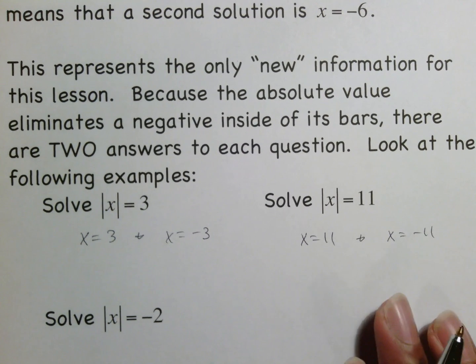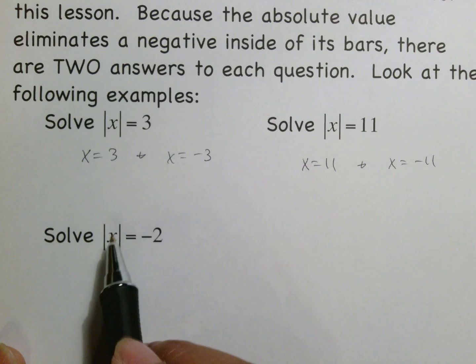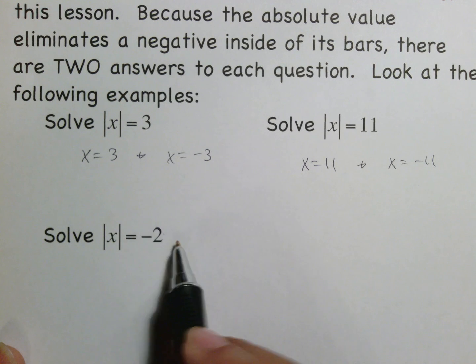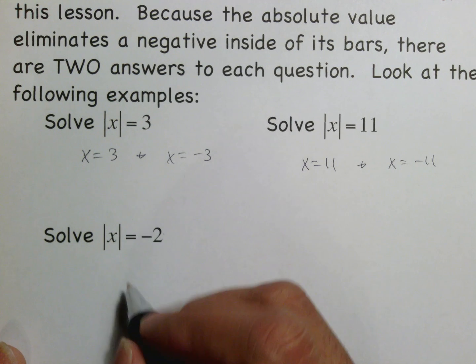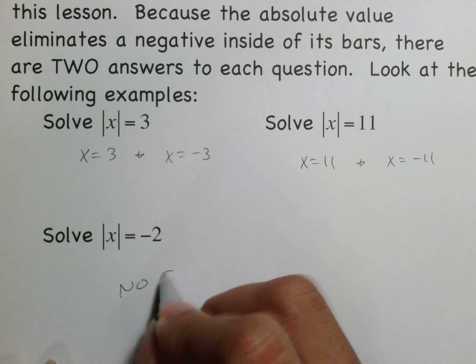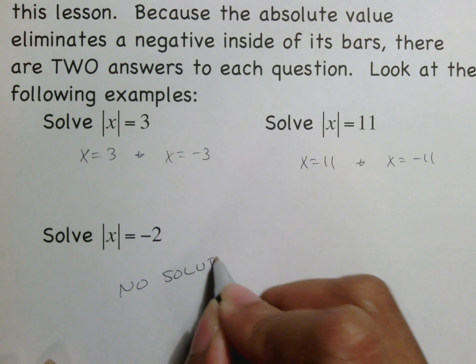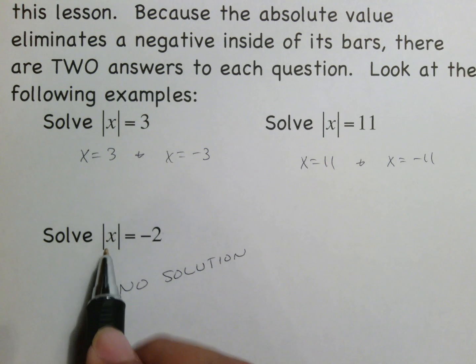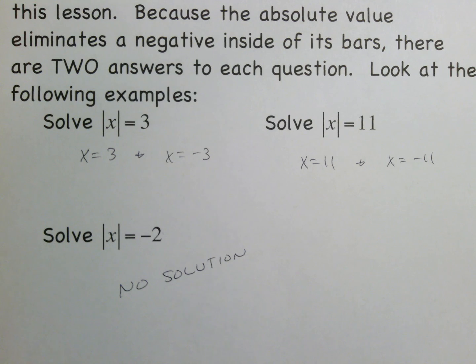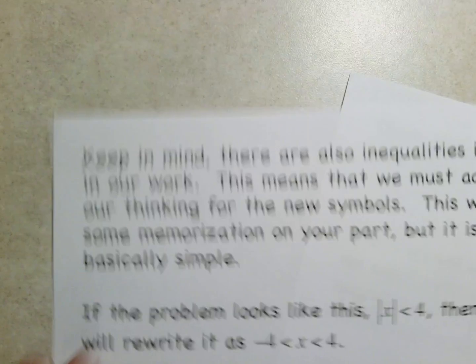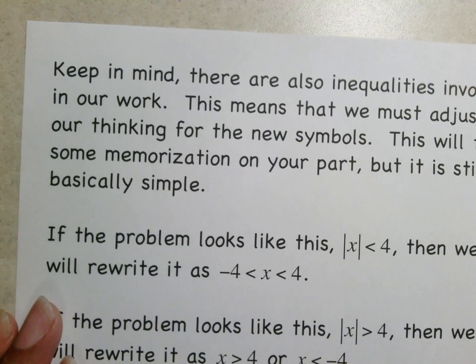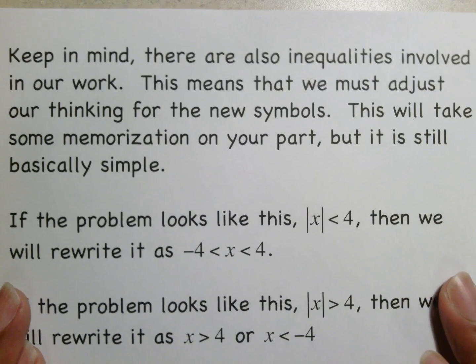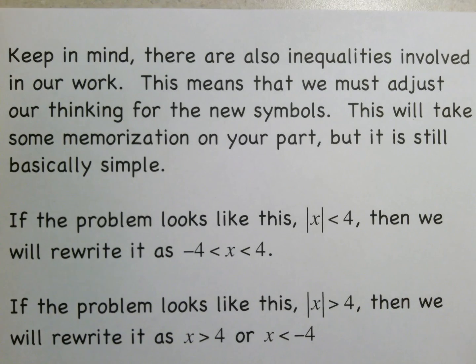Tricky part though, is the absolute value of x ever going to be a negative? In situations like that, which you'll rarely see, there would be no solution. There's nothing you would be able to put into that bar that would cause a negative answer to come out. But other than that, the main thing about the two different answers is what you are thinking about the most. So keep in mind there are also inequalities involved in our work.